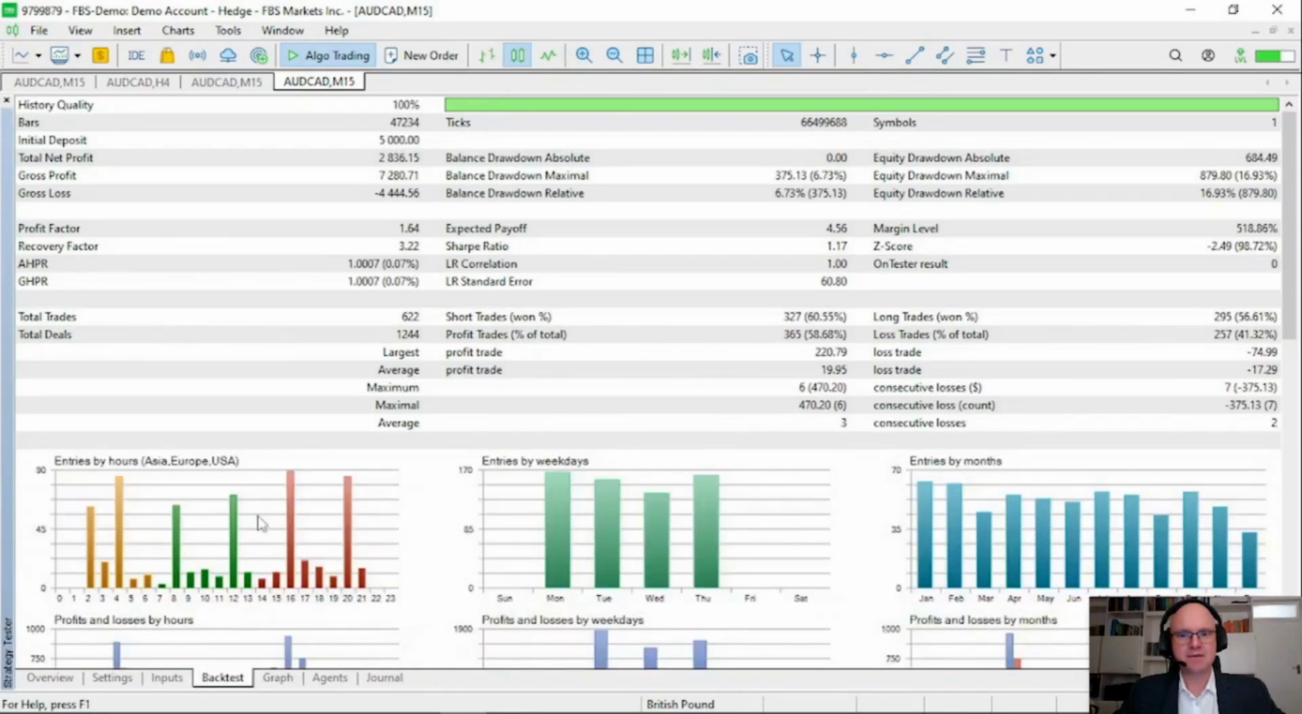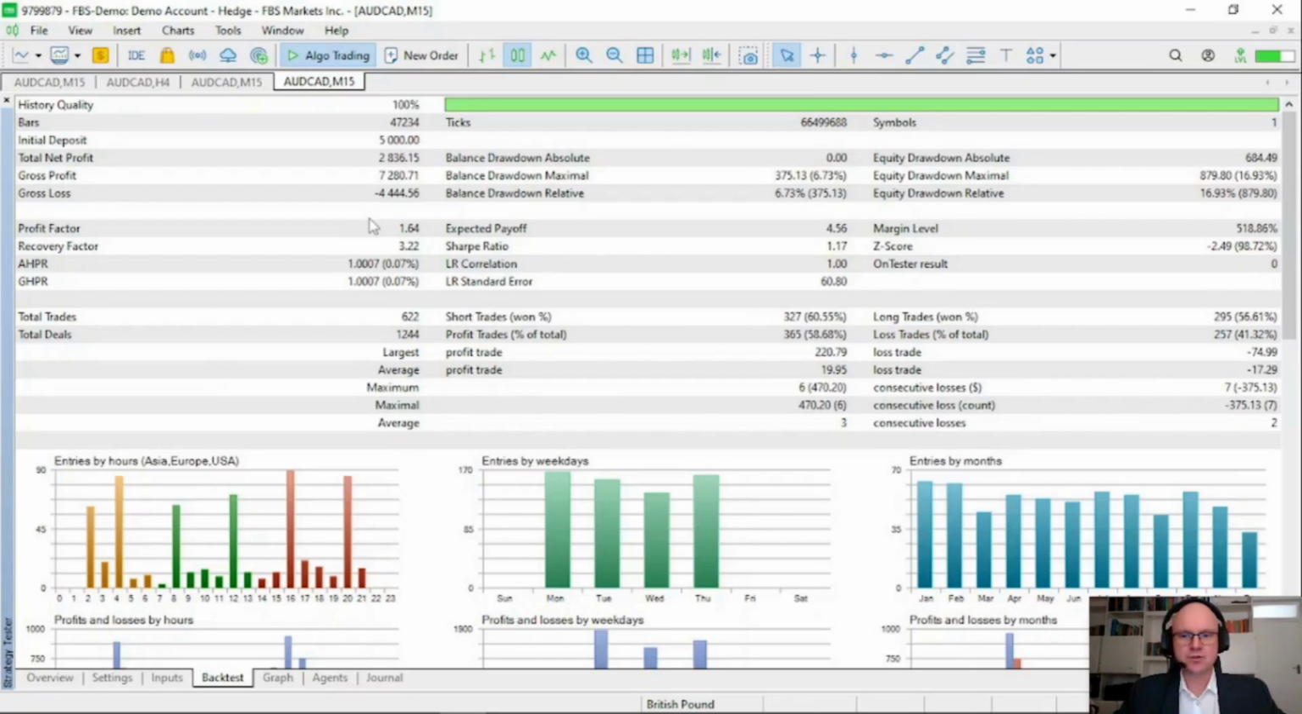Now, if we take a look at some of the stats for this back test, you'll see that we had a total net profit of $2,836.15 with a maximum equity drawdown of $879.80 or 16.93%. It had a very healthy profit factor of 1.64 with a good recovery factor of 3.22. It had a high margin leverage of 518, showing that the lot sizing is still aggressive, and we might want to increase that from 1,500 to a higher amount to decrease the lot sizing multiplier.